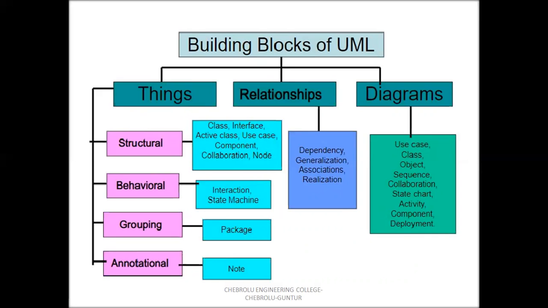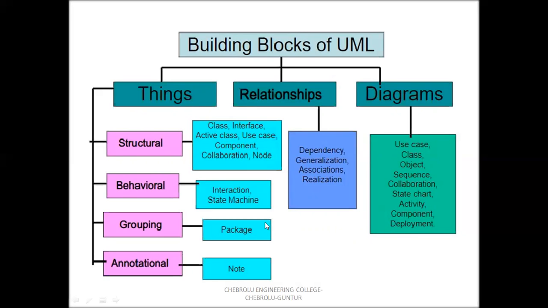Diagrams. There are nine types of diagrams. Of the nine types of diagrams, five are static diagrams and four are dynamic diagrams. The static diagrams are also called structural diagrams, and the four dynamic diagrams are also called behavioral diagrams.